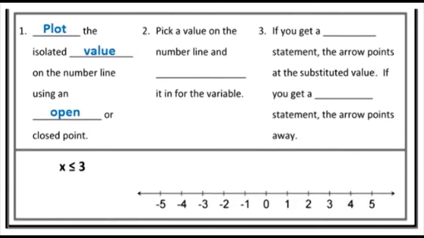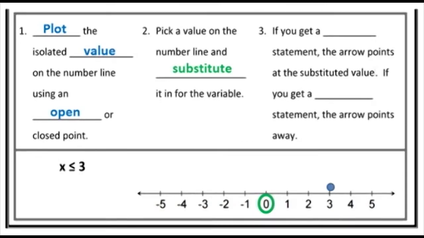In this case, we have x is less than or equal to 3, so I plot a closed point. If it was just less than, it would be an open point. I plot it on the 3 on the number line just like we did when we went back to the basics. Next, pick a value on the number line and substitute it in for the variable. I like to use 0 because I know that it is greater than all negative integers and smaller than all positive integers. It gives me a very easy reference point for our next step.